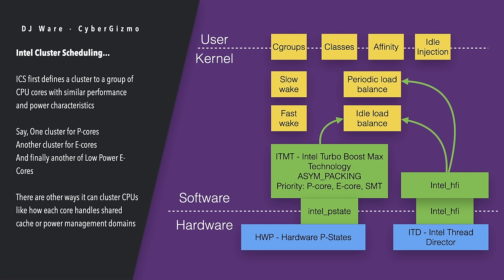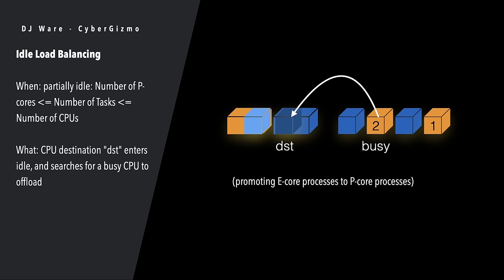Idle load balance, of course, as we have said, is going to occur when the processor offloads the finished task and begins looking for new work. So let's look at a few use cases and walk through those to understand how this is going to work. So we have classifications assigned to the CPUs. We also have classifications assigned to the process.